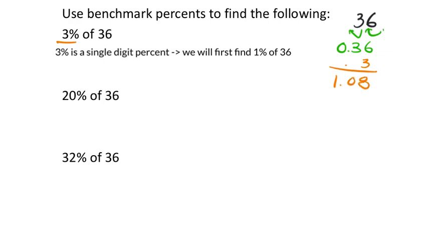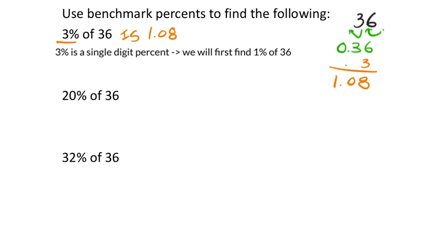1.08. Okay, so again, I'm not saying you have to do this multiplication by hand. I would still put this into a calculator, get 1 and 8 hundredths, boom, you're done. So 3% of 36 is 1 and 8 hundredths.